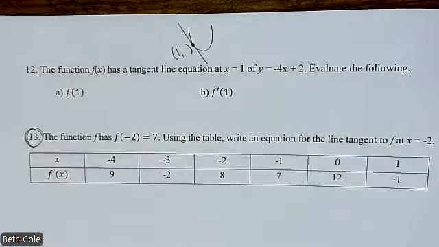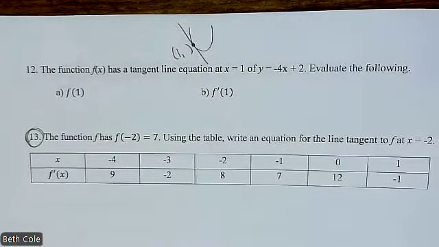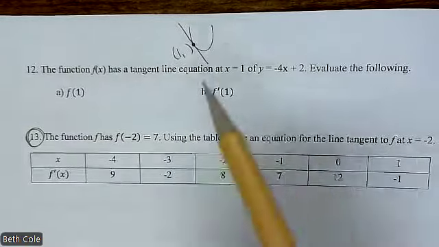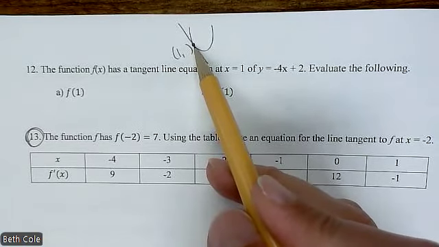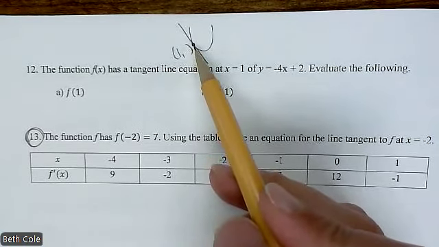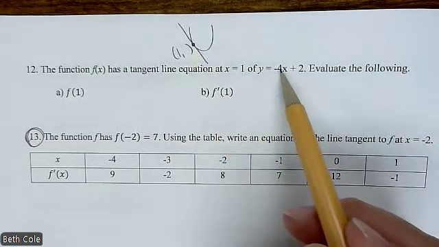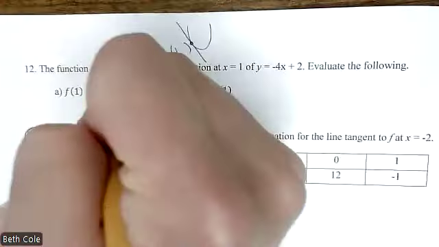F of 1. How do you think you would do that? What would you do with 1? Plug it in. The point of tangency is the one point that is on both the graph and the tangent line. So you can just plug in 1. What do you get? Perfect.